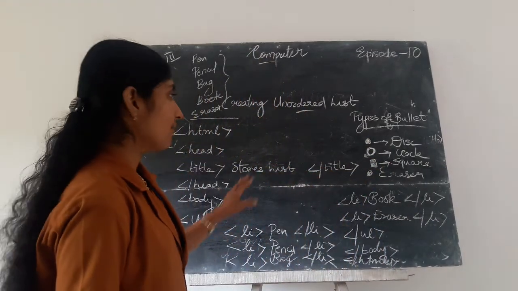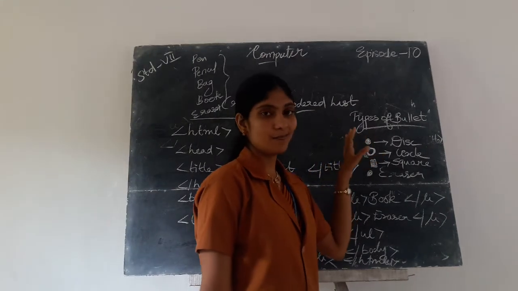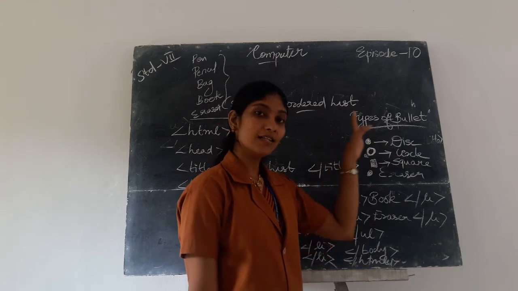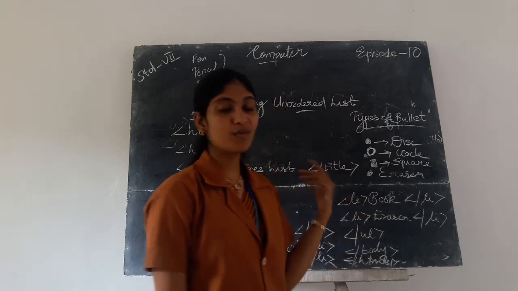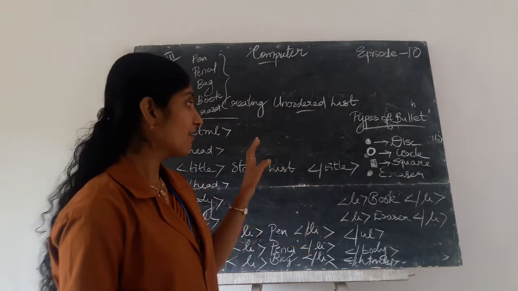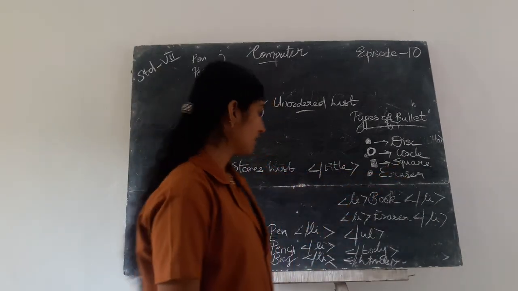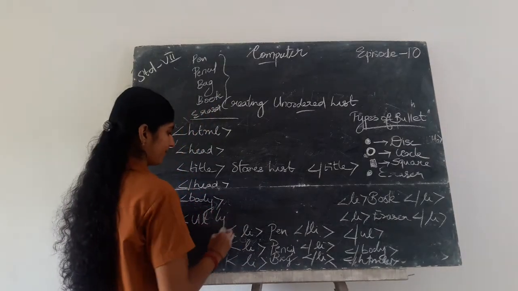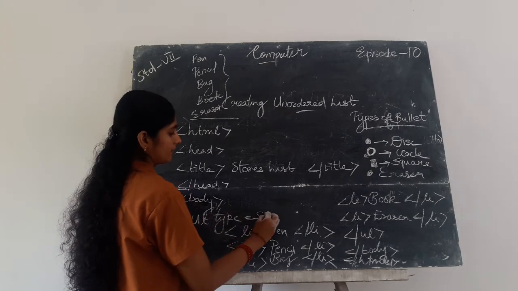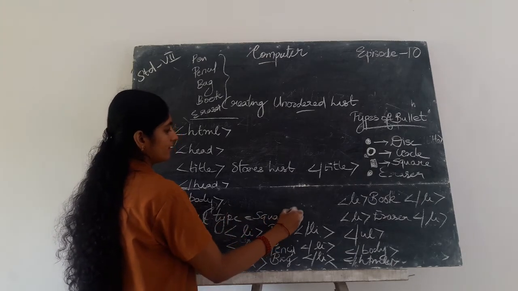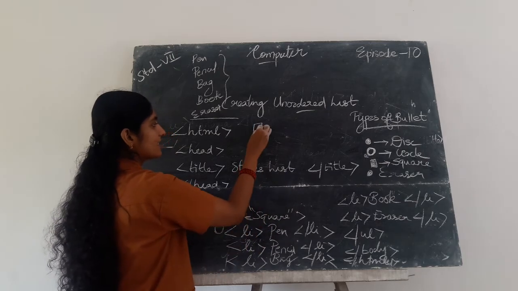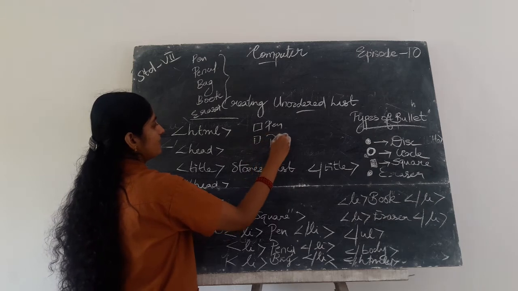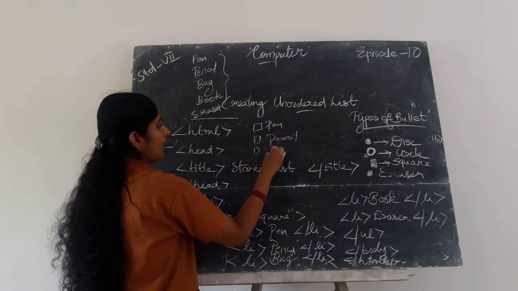And we know by default the arrangement of the list appears in disc type bulleted list. If you want to change with square shaped list, you can replace here UL type equal to square. So what happens? The output becomes in square shaped bullet. Pen, pencil, bag, etc.